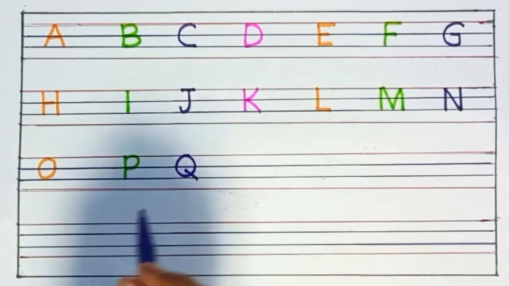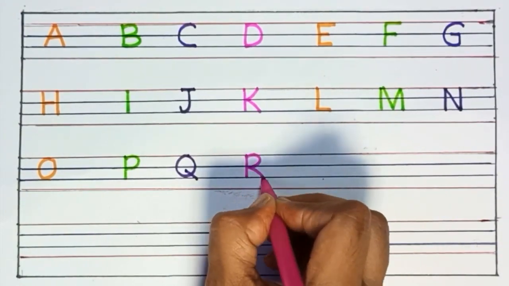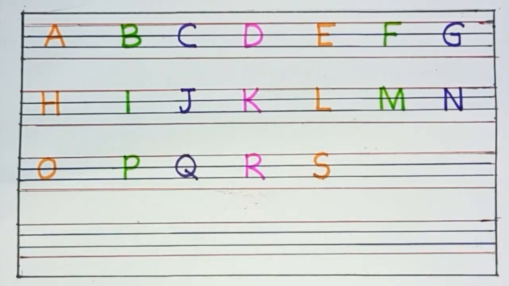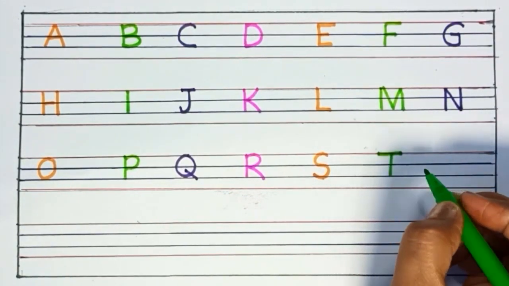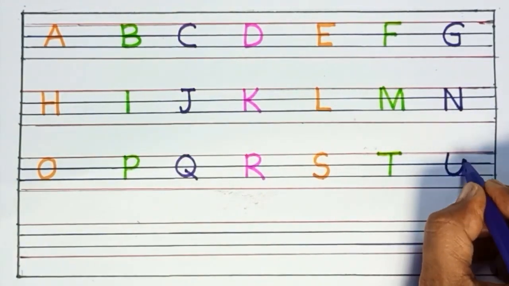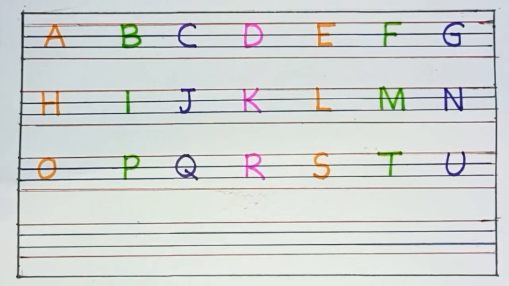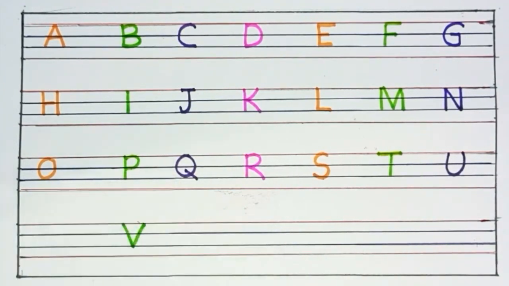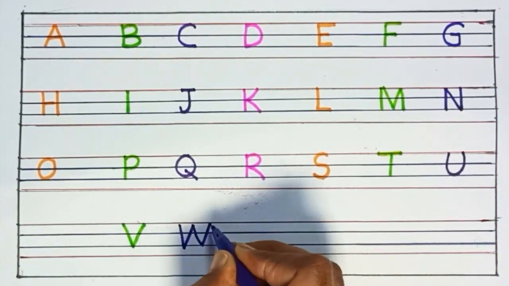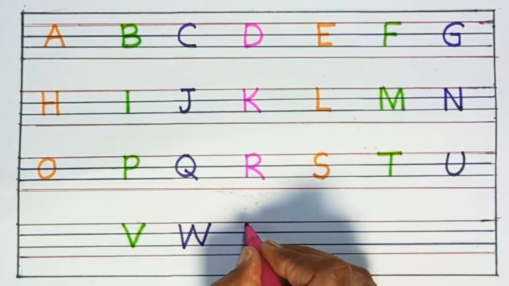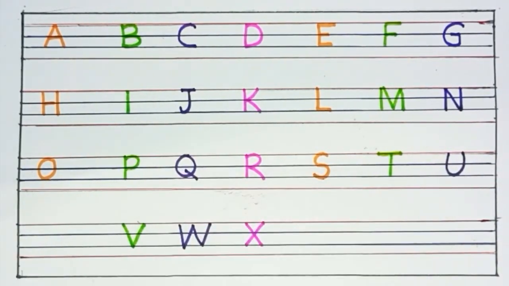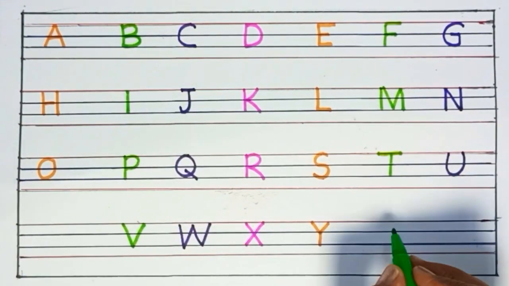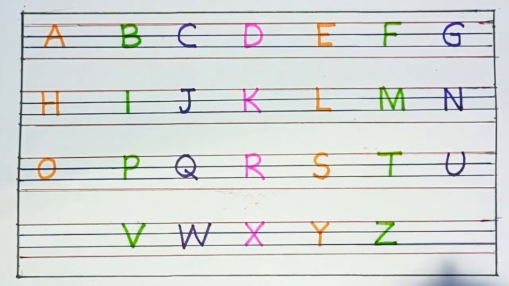Q for queen. R for rabbit. S for sheep. T for tree. U for umbrella. V for van. W for watch. X for xylophone. Y for yak. Z for zebra. Thank you.